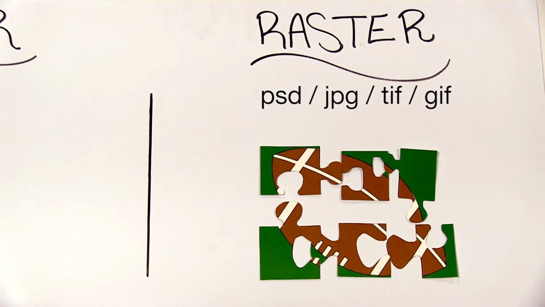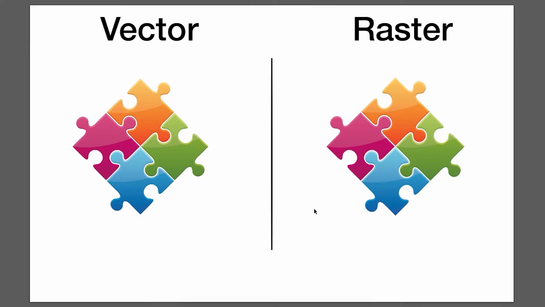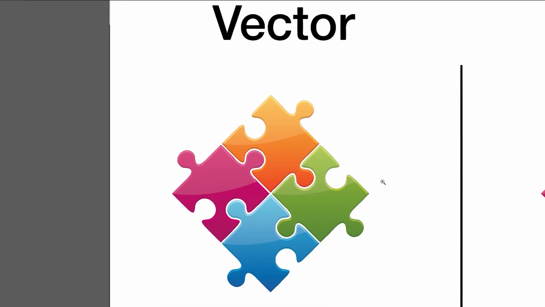Let's transfer the concepts we just learned about vector versus raster and make an artwork file. As you can see, we have a vector and a raster image. Just looking at them this way, they both look completely the same. But let's zoom in and take a closer look.